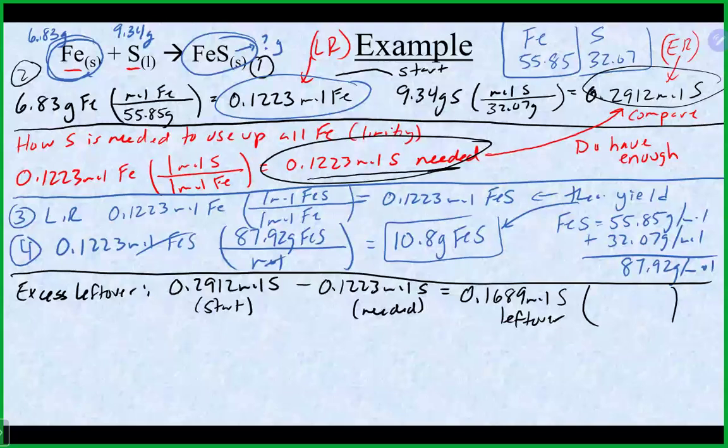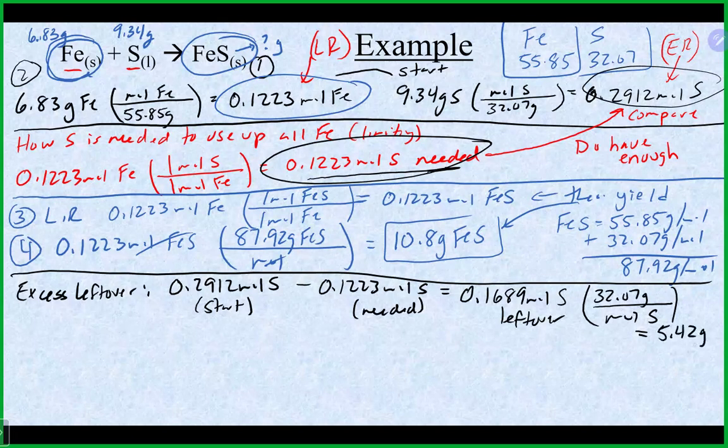And once again, I can use the molar mass of sulfur here from the periodic table to figure out how many grams that represents. And if I times that by 32.07, I got about 5.42 grams of sulfur left over in this case, right? We obviously started with 9.3 grams. So in this case, we used just under 4 grams in this particular reaction. Yeah. Any questions on that there?